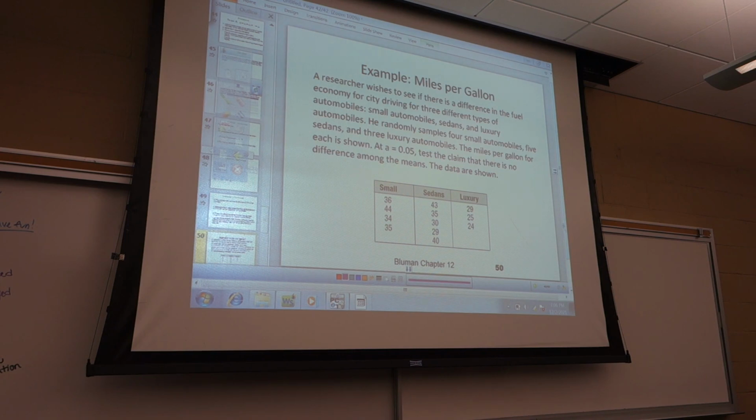A researcher wishes to see if there is a difference in the fuel economy for city driving for 3 different types of automobiles: small automobiles, sedans, and luxury automobiles. He randomly samples 4 small automobiles, 5 sedans, and 3 luxury automobiles. The miles per gallon for each is shown at alpha equals 0.05. Test the claim that there is no difference among the means. The data are shown.